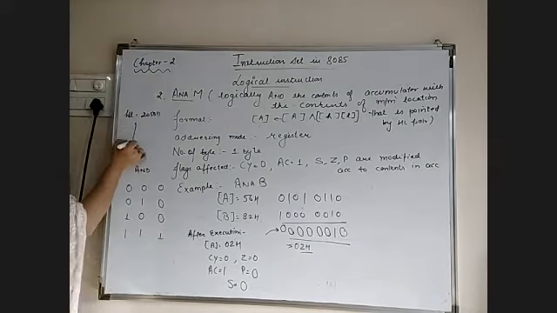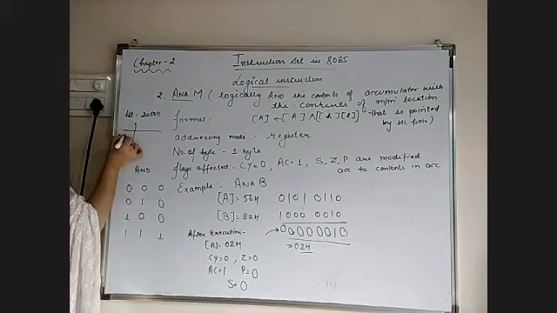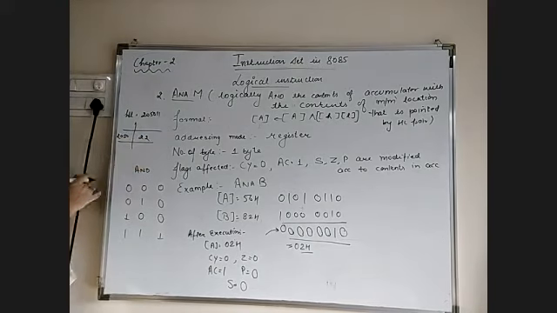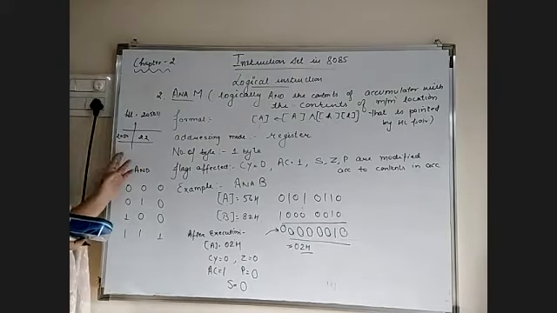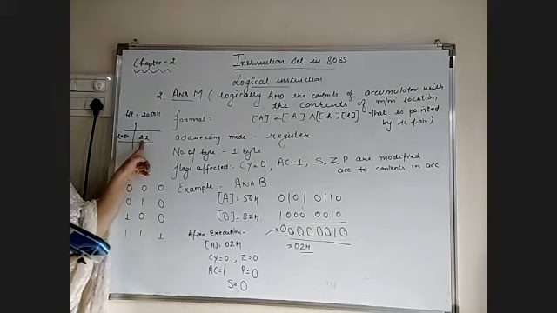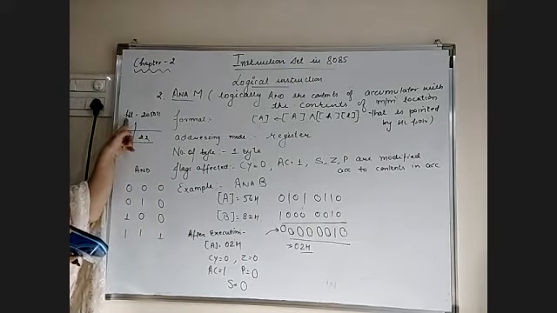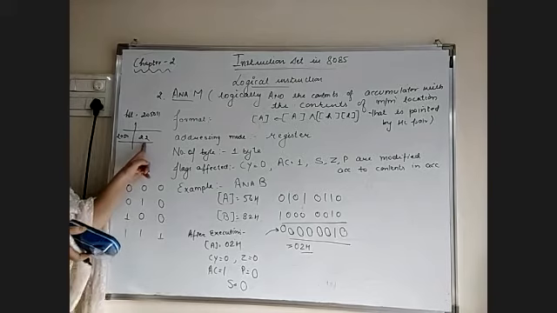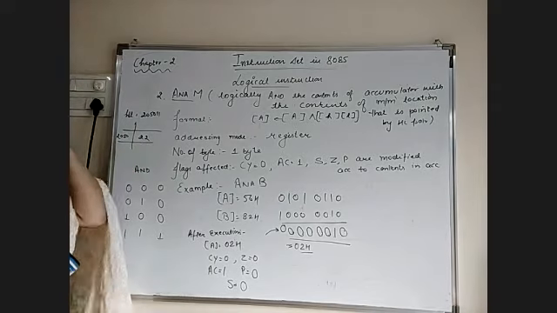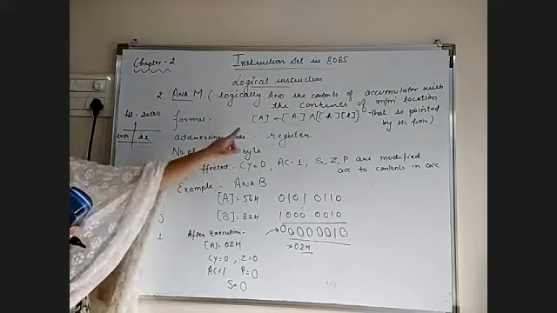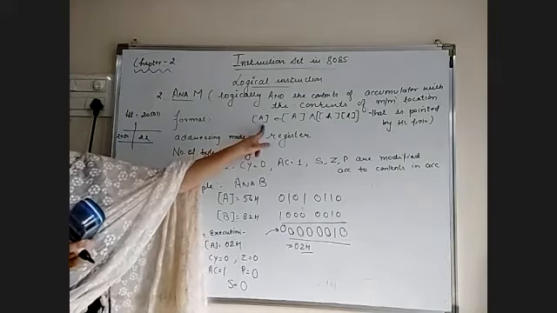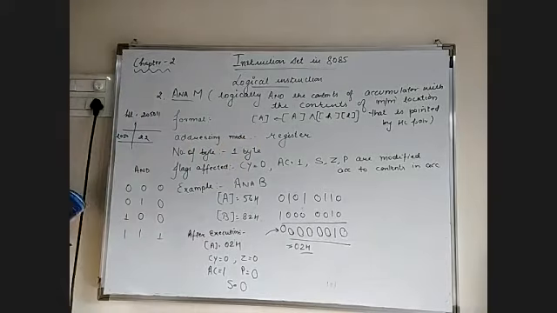For example, HL is having value 2050h, and at this memory location we have contents 22h. So this instruction means whatever contents we have in this memory location which is pointed by the HL pair will be logically ANDed with the value of the accumulator, and the result is again stored in the accumulator. This is the meaning of this instruction.